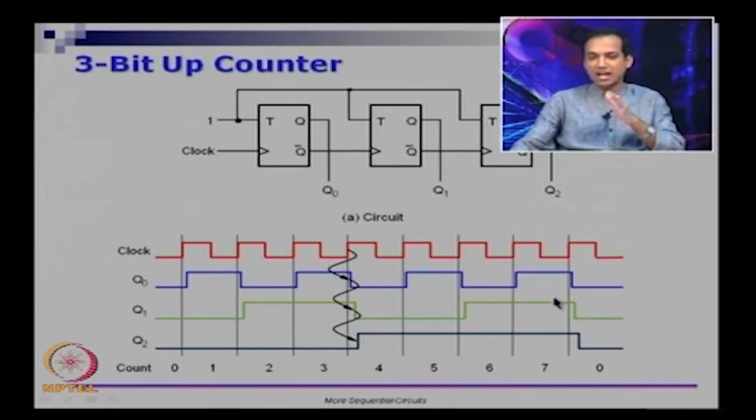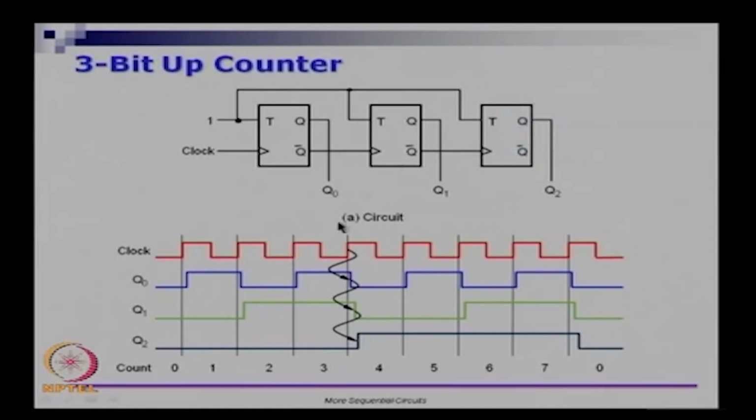But something interesting is happening after that. You have each of them at 1 and each of them is going to toggle the next time around, because this clock, this red waveform, that clock is coming in, the blue waveform will toggle. Because the blue waveform is going from 1 to 0, so Q0 is going from 1 to 0, which means Q1 will toggle, and Q1 is going from 1 to 0, so Q1 bar is going from 0 to 1, so Q2 will also toggle.